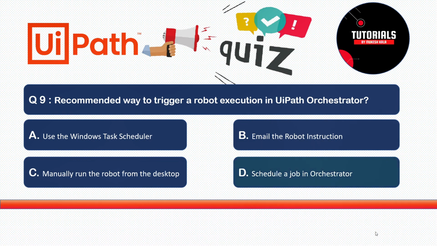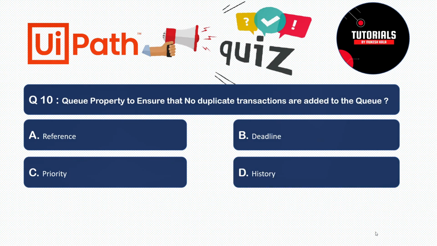And the correct answer would be schedule a job in the Orchestrator, right? Because that is what Orchestrator is used for. So the recommended way to trigger a robot job execution in Orchestrator would be to schedule a job. Okay, let's move to the next question now.